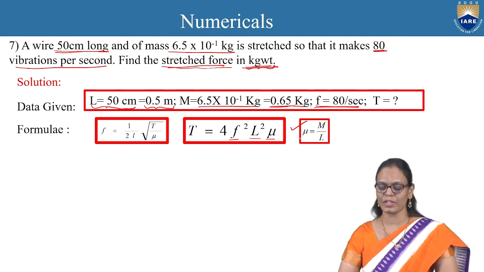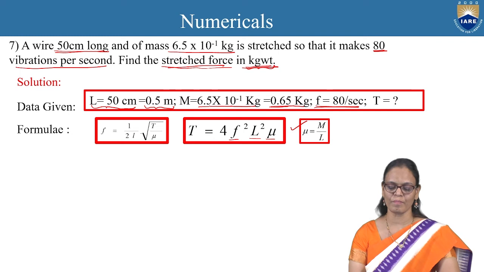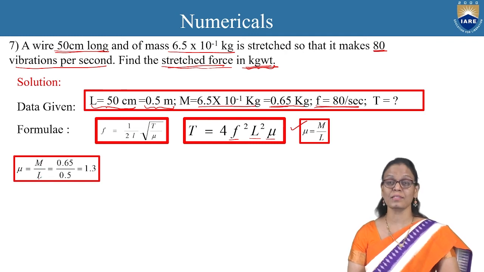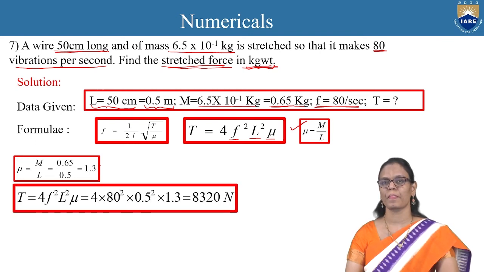So how are we going to get mu first? It is M by L. Mass is given, total length is given. So first let us find mu. Mu is equal to capital M by L, total mass upon total length of the wire. So 0.65 upon 0.5, that is 1.3. So this is the mass per unit length.